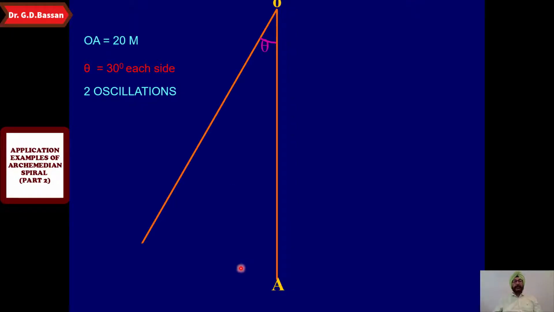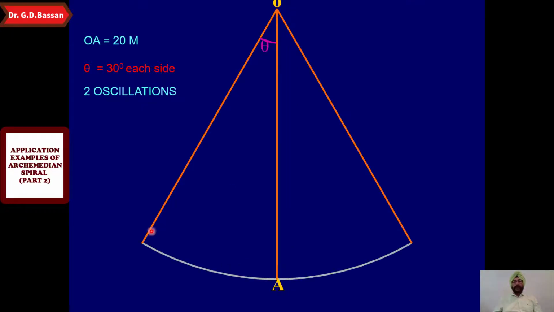So OA has been given as 20 meter, theta is 30 degree on either side, and total oscillation has been given as 2 oscillations. Okay, so draw a line OA that is equal to 20 meter. Take a suitable scale and draw a line OA. Now draw angle theta on either side, and we are getting the arc. So this is the total oscillation of the movement of the monkey.